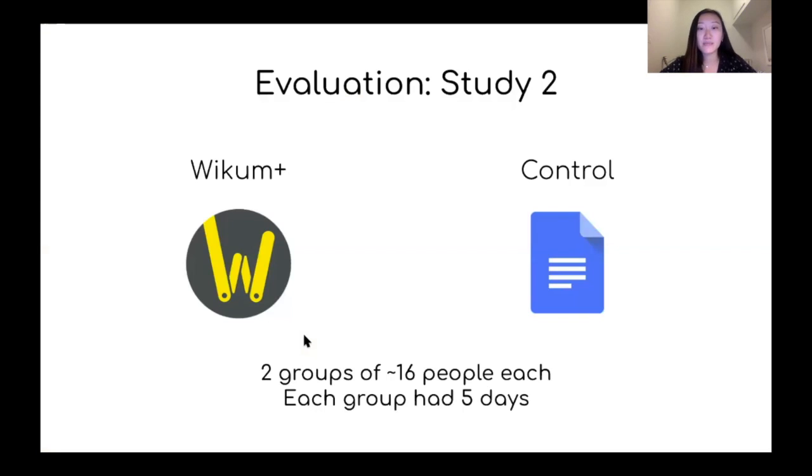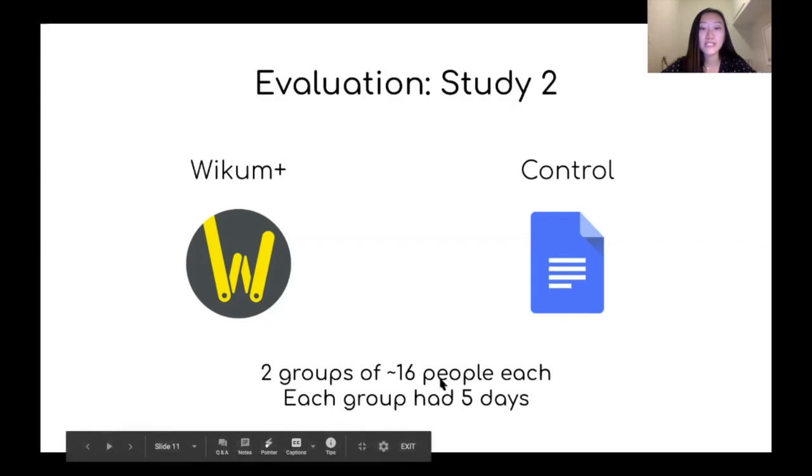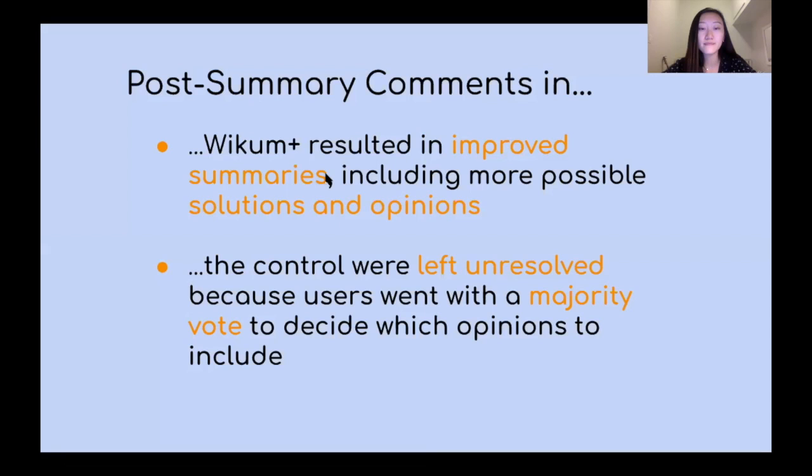We then conducted a between-subject study with 2 larger groups over a longer period of time, with staggered entry times for participants. While both conditions had comments disagreeing with summary content, these post-summary comments in Wikum Plus resulted in updated summaries to include more possible solutions and opinions, while in the control, these comments were left unresolved since the control users went with the majority vote as the deciding factor for which opinions to include.